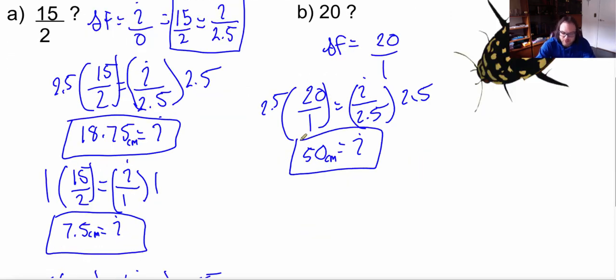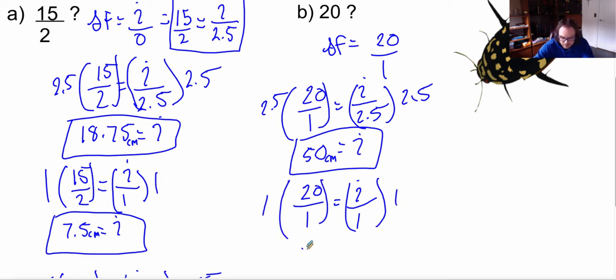Now let's try my other dimension, which was 1. So we have 20 over 1 is equal to I over 1. In this case, I multiply both sides by 1. So I get I is equal to 20 centimeters.